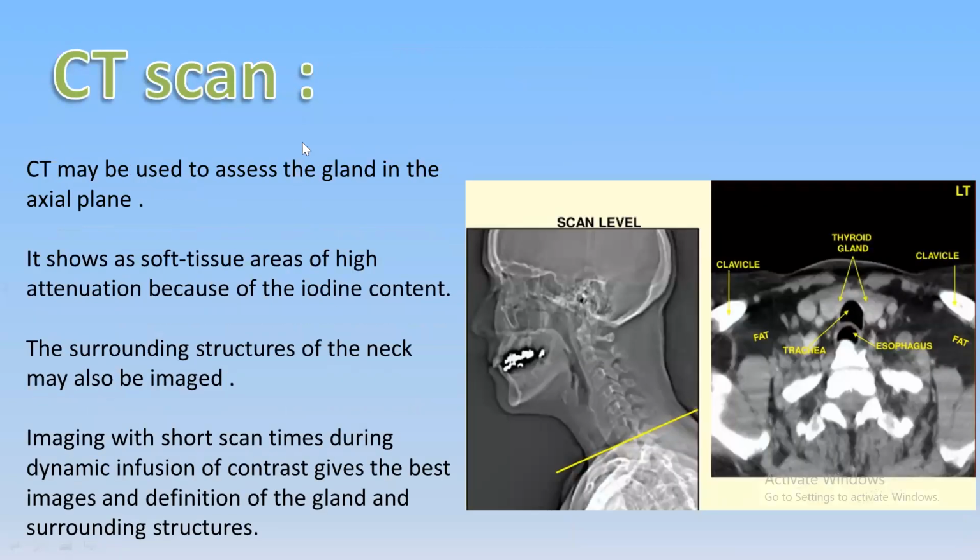CT may be used to assess the gland in the axial plane. It shows as soft tissue areas of high attenuation because of high iodine content. This is the thyroid gland. The surrounding structures of the neck may also be imaged. Imaging with short scan times during dynamic infusion of contrast gives the best image and definition of the gland and surrounding structures.